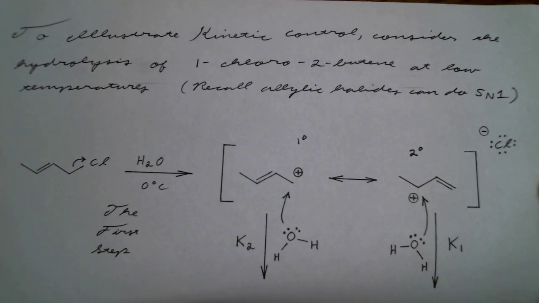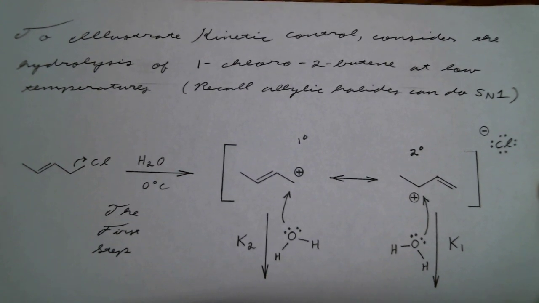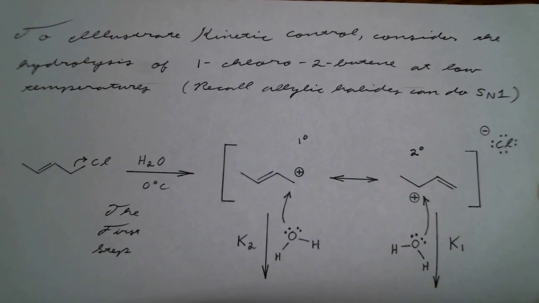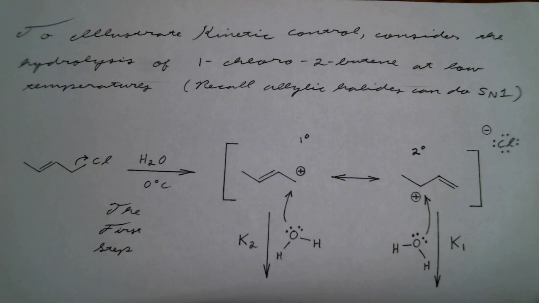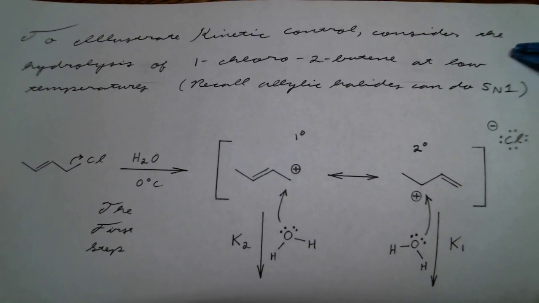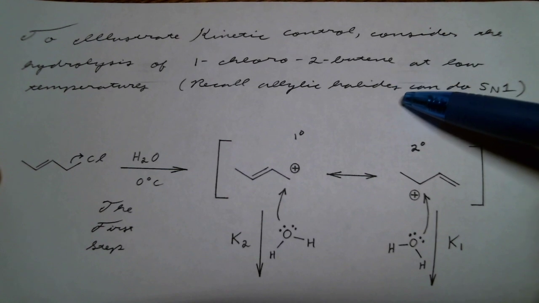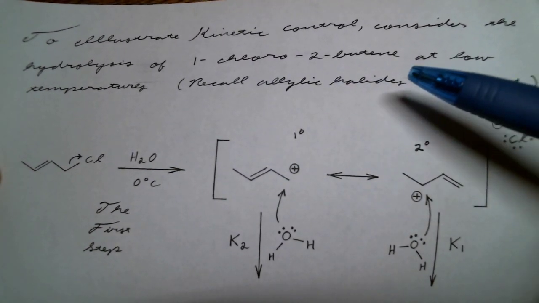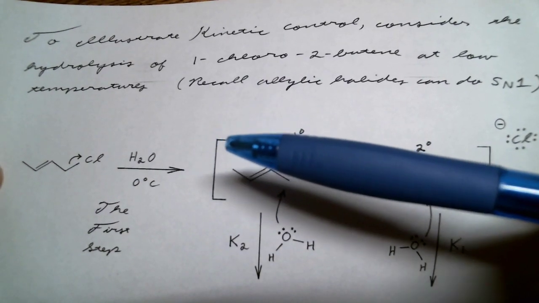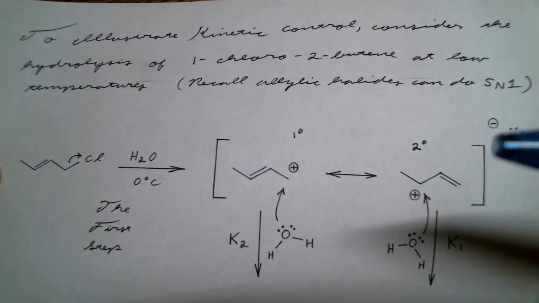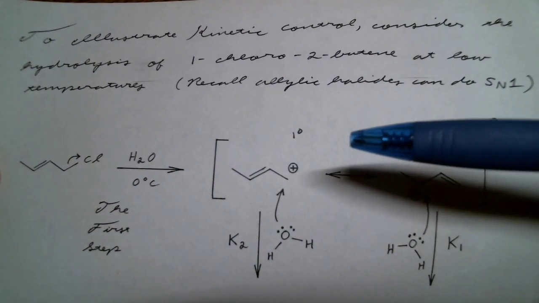Of course, it's logarithmic, so a 2.8 kcal per mole difference would lead to 100 to 1 selectivity, and so on and so forth. So it's really small differences in activation energies for competing pathways that give rise to widely varying product distributions. To illustrate kinetic control, let's consider the hydrolysis of 1-chloro-2-butene at low temperatures. Reactions at low temperatures can have an inclination towards kinetic control if there's a difference in activation energies for competing pathways.